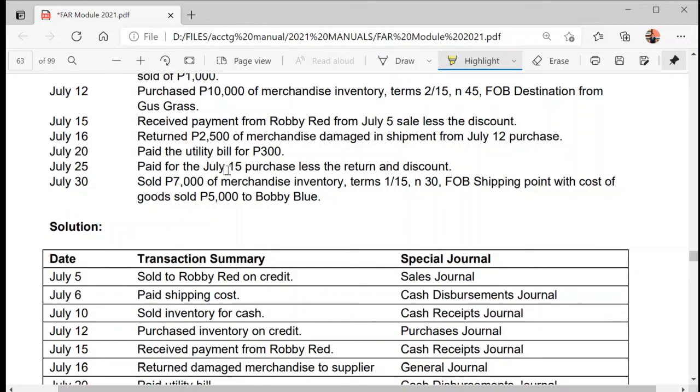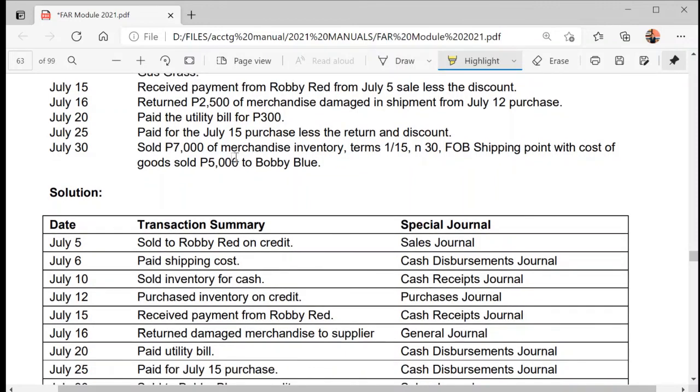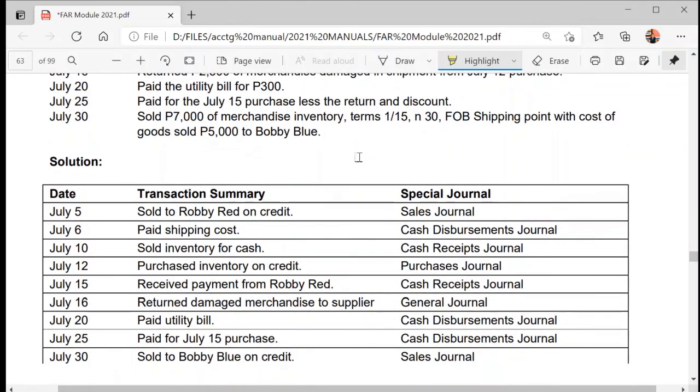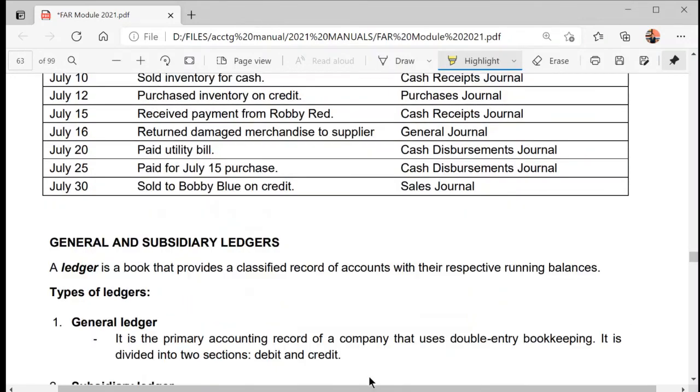Paid utility, payment. So, pag may payment, cash disbursement journal. Paid for July 15 purchase. So, payment gihapon, cash disbursements journal. Sold merchandise, terms. So, that would be sales journal.